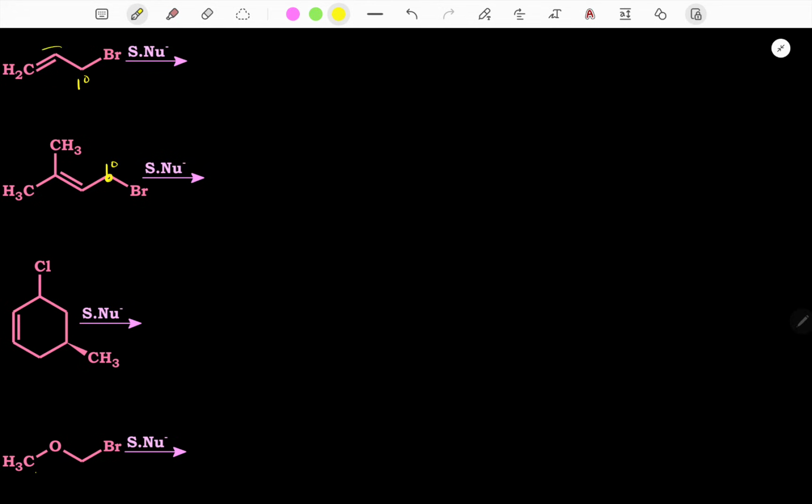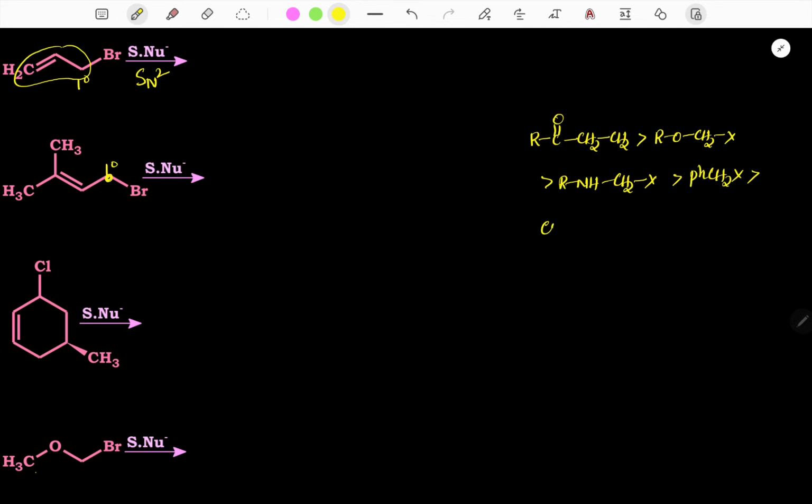It is a primary allylic carbon, and with a strong nucleophile, it undergoes SN2, because in the rate of SN2, the general order is RCOCH2X, ROCH2X, RNHCH2X, PhCH2X, CH3X, primary, secondary and tertiary. So this is the general rate of SN2.